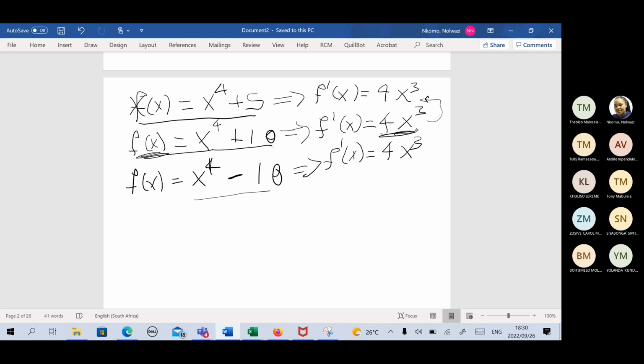But now the question is, what if we had a constant here like this? We have 5, but if we integrate this, we get this, right? Now, what if we had 10 as a constant? Now, what is the way forward?